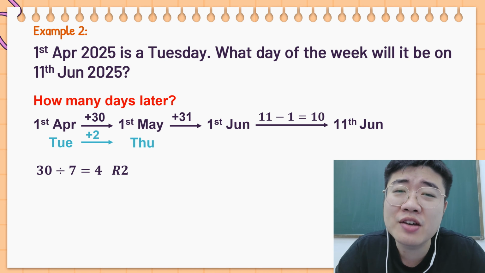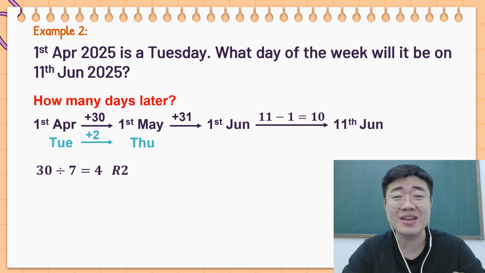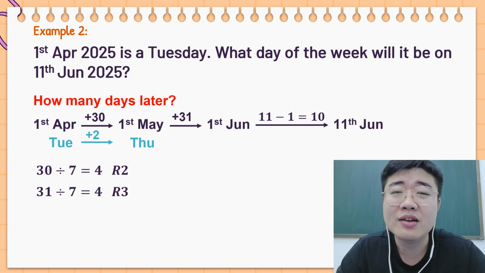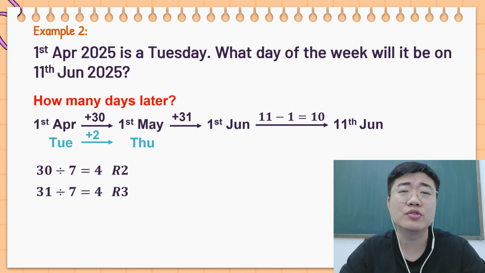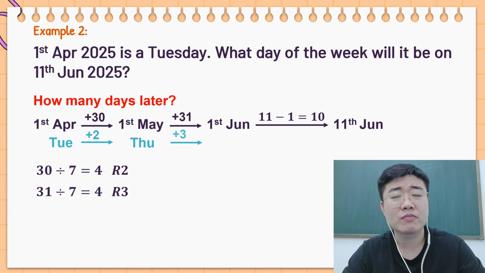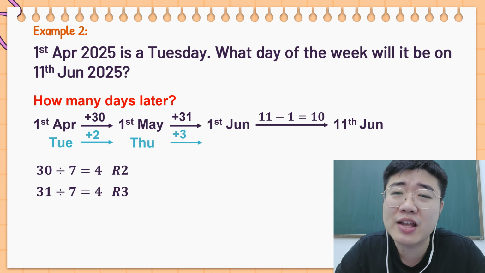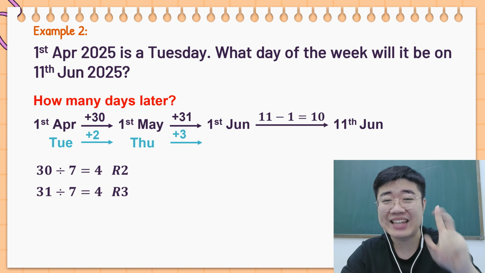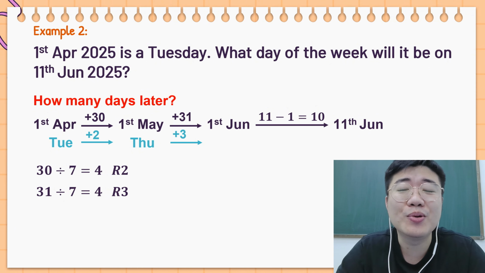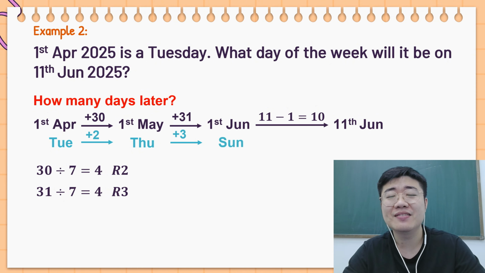And then another 31 days later. So we just do the same. 31 divided by 7 gives us a remainder of 3. So another 3 days later. Let's check. After the Thursday, we have Friday, Saturday, and Sunday. So this part will be a Sunday.